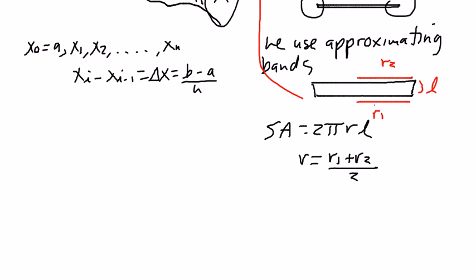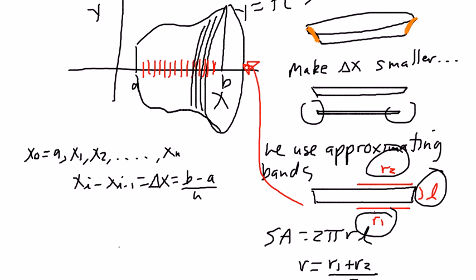So what do these things mean in relation to the graph that I just drew? Well, notice the radii is just the height of the function. So one of the radii is going to be f evaluated at the right endpoint. The other radius is going to be f evaluated at the left endpoint. And the L is going to be the length of the curve in that interval, which we just derived.